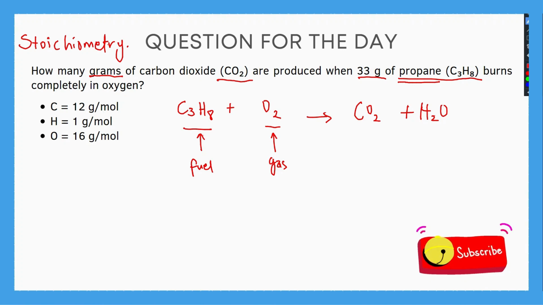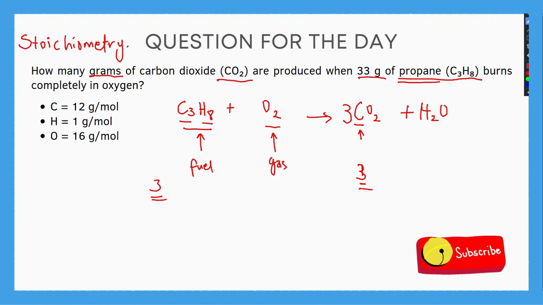Let's check the first element we have. We have carbon on the left and carbon on the right. How many atoms of carbon are on the left? We have 3 atoms of carbon. On the right, we have just 1 atom of carbon. So to make these equal, we put a coefficient of 3 in front of CO₂. That way, carbon is balanced, 3 on the left and 3 on the right. Now that brings us to the next element, which is hydrogen.